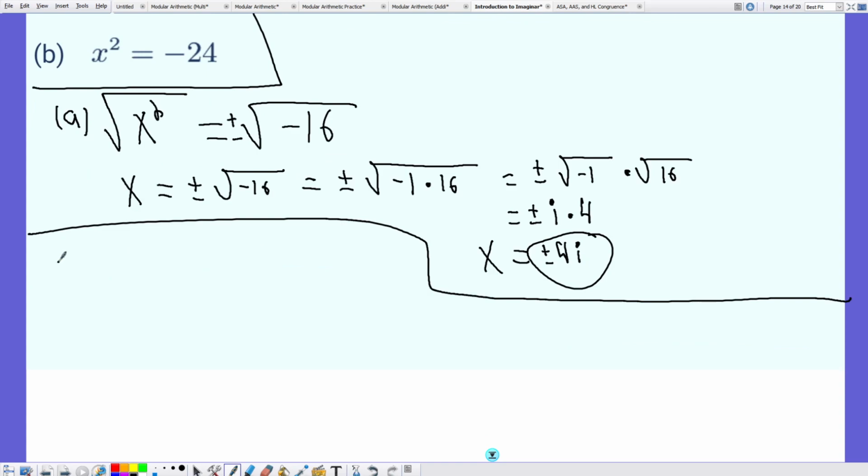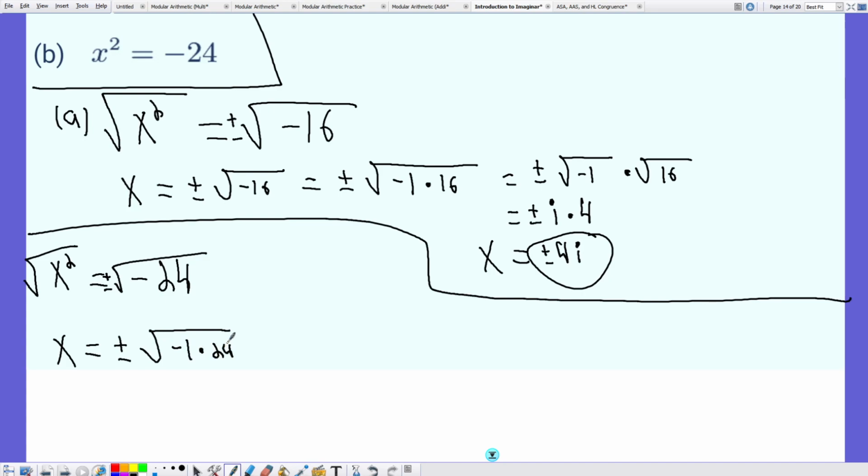Now let's try x squared is equal to negative 24. Well, again, if we take the square root on both sides, and remember our plus or minus, we get x is equal to plus or minus the square root of, and I'm just going to skip a couple steps, negative 1 times 24. Now, we have plus or minus the square root of negative 1 times 24.